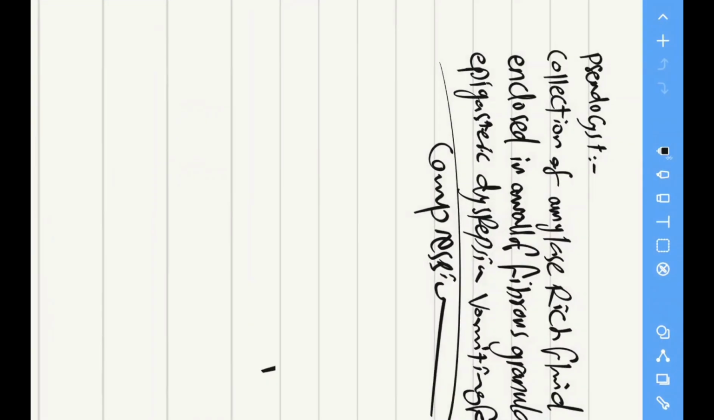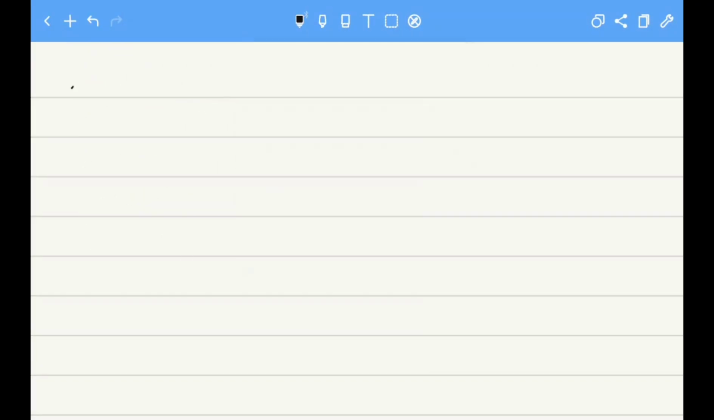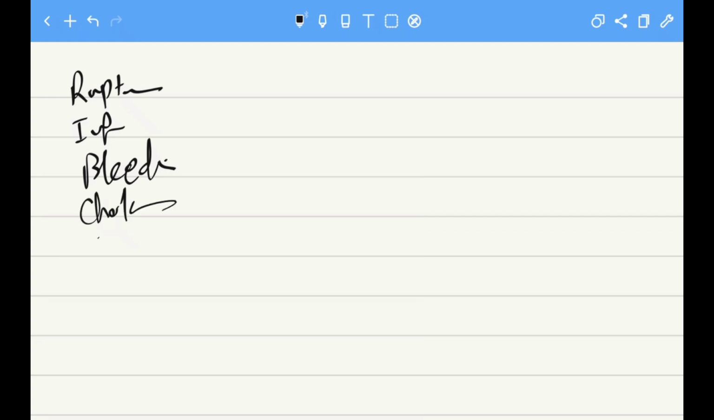What are the complications of this pseudocyst? It may rupture. There may be infection, bleeding, cholangitis, CBD obstruction, and portal vein thrombosis.